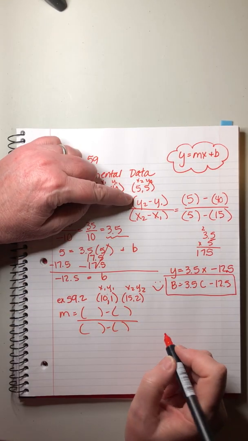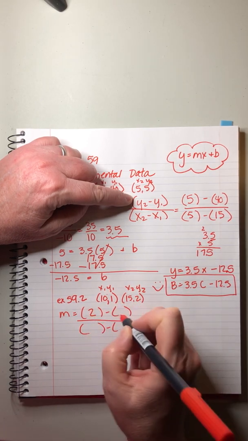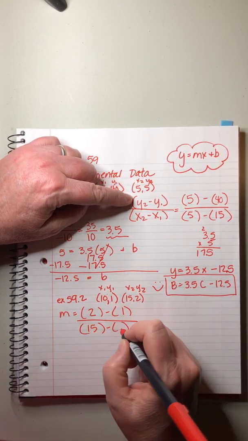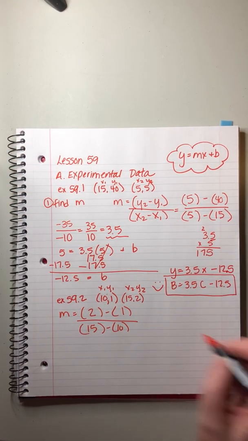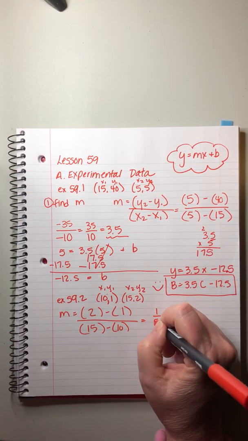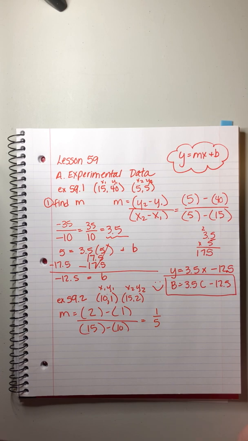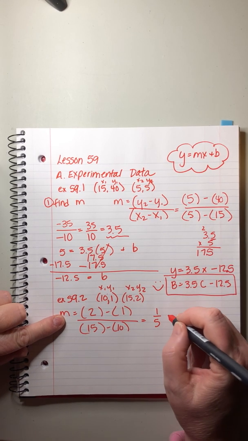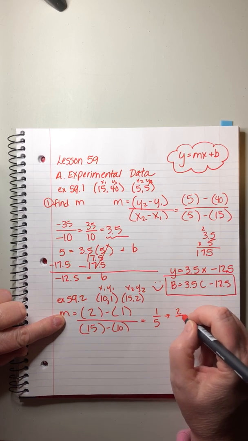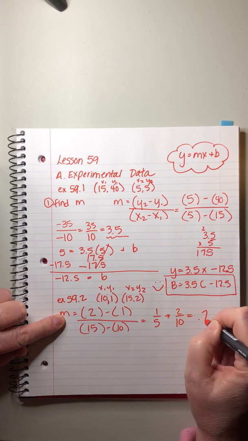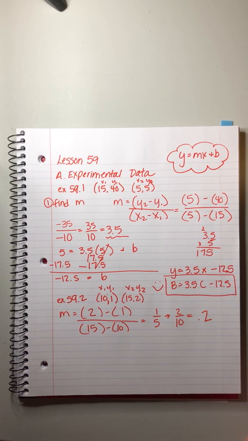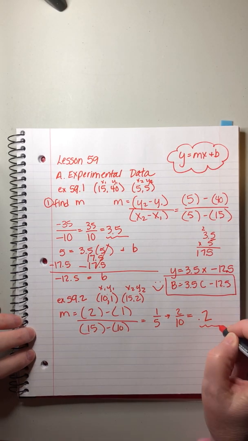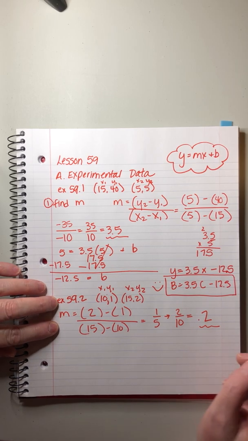Right, I'm following this same pattern, so I'm going to go 2 minus 1 over 15 minus 10. So that will be 1 over 5, which looks pretty good. And then I'm going to write this as a decimal. So I'm going to bump that up to 2 over 10, and that will be 0.2. Make sense?